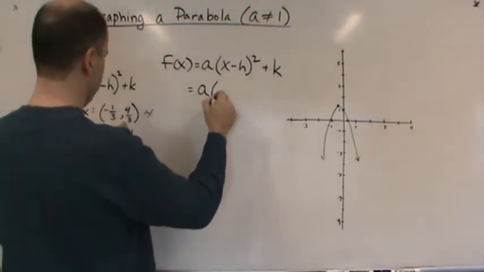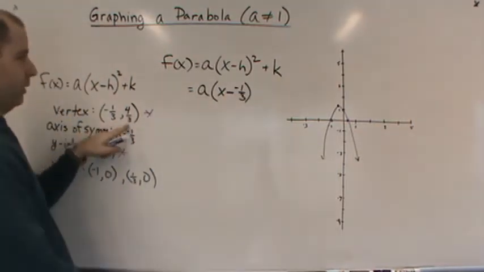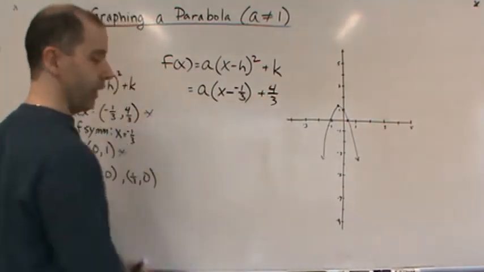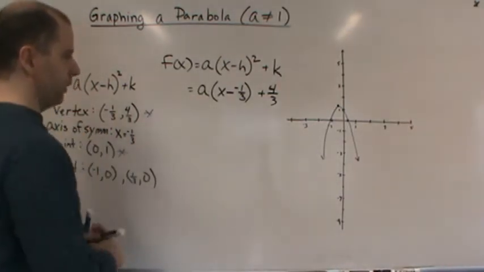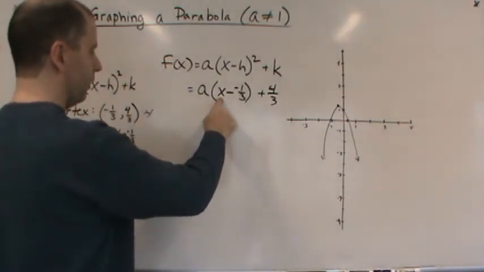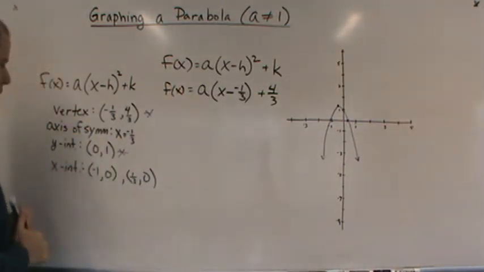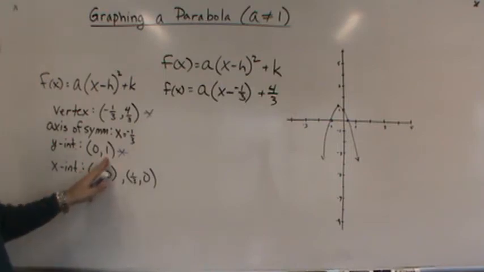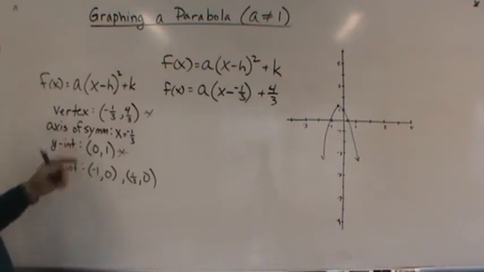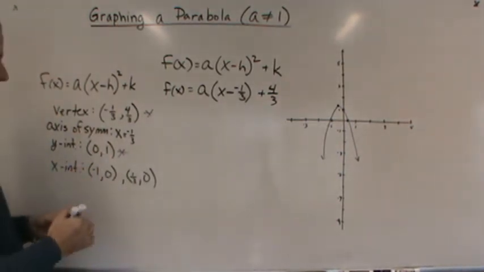f of x equals a times x minus a negative 1/3 squared plus 4/3. Now the only thing I don't know is a, but we can find it by plugging in values for x and y. That's where the other point comes in. In this case I'm going to use the y-intercept, though I could use any of the points on the graph. I'm going to use 0, 1 because it's the easiest one to use. So I'm going to plug in for x and y: y is 1, x is 0.